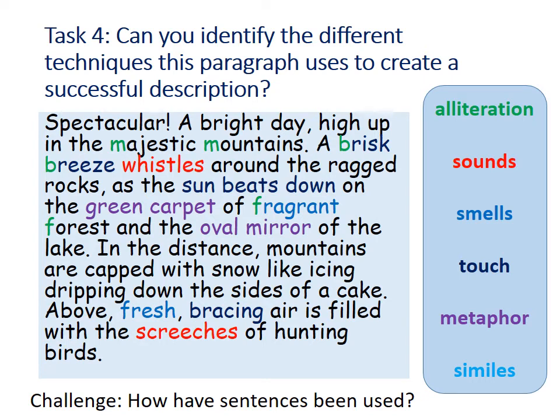The writers used metaphors to help us visualise the scene. Firstly, the forest is a green carpet covering the bottom of the valley, and the lake is an oval mirror because of its shape and the fact it's reflecting light.